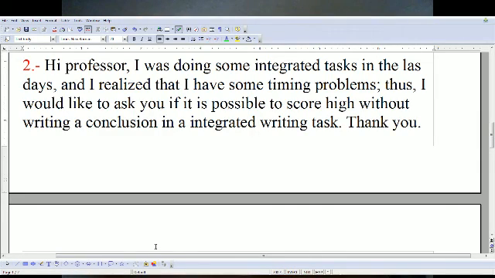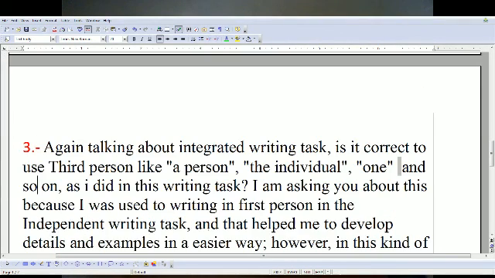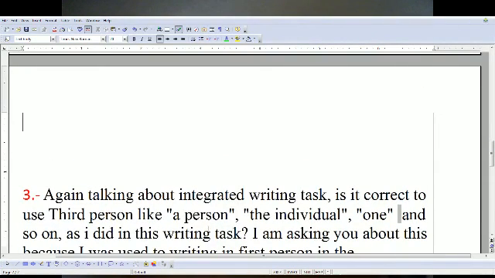Yes, it's not a big deal. If you don't have a conclusion, I don't think it will cost you too much. As long as you have an introduction and you have your body paragraphs, I think you will still do well. However, what I recommend here is that you do write something, right? Something at the end.